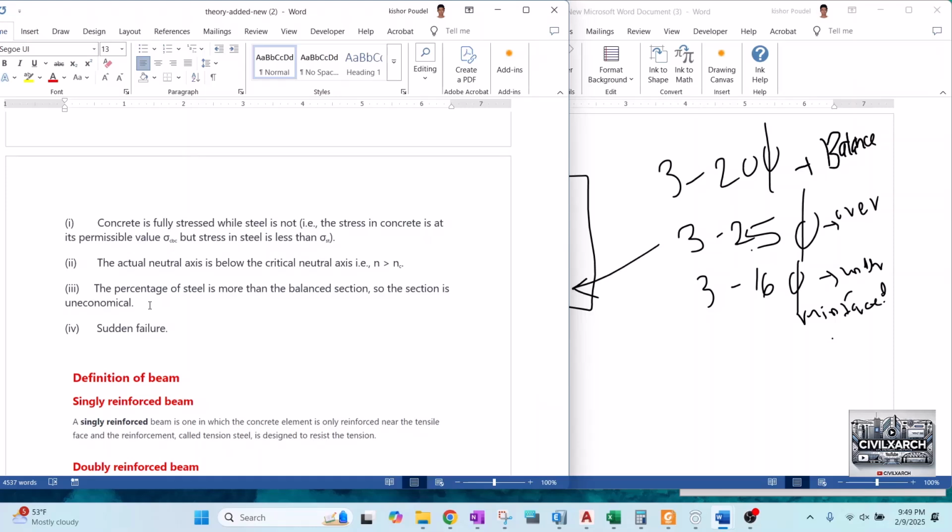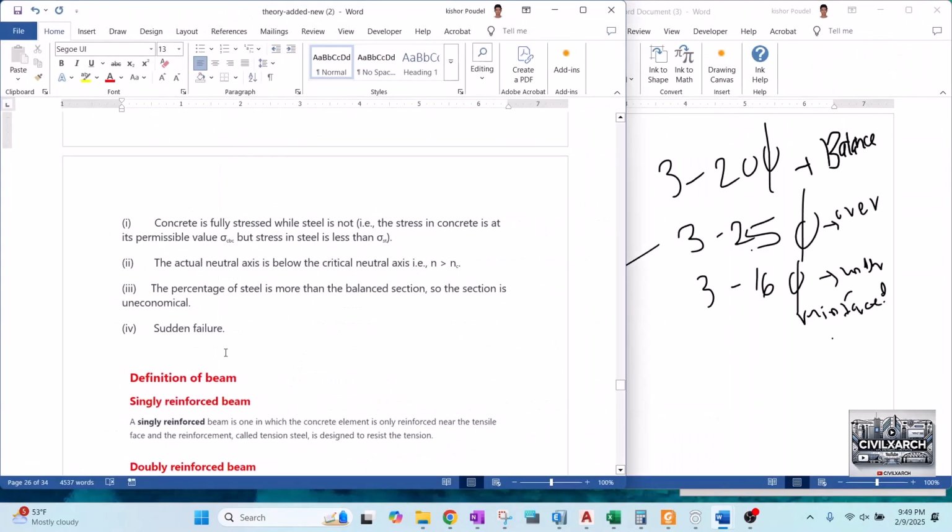One of the major limitations of this type of section is sudden failure, because as you know, concrete cannot hold a large tension force, as it has low tension capacity. When we add more load on the beam, there will be sudden failure, in contrast to the under reinforced section, which has ductile failure. So sudden failure, that is brittle failure.